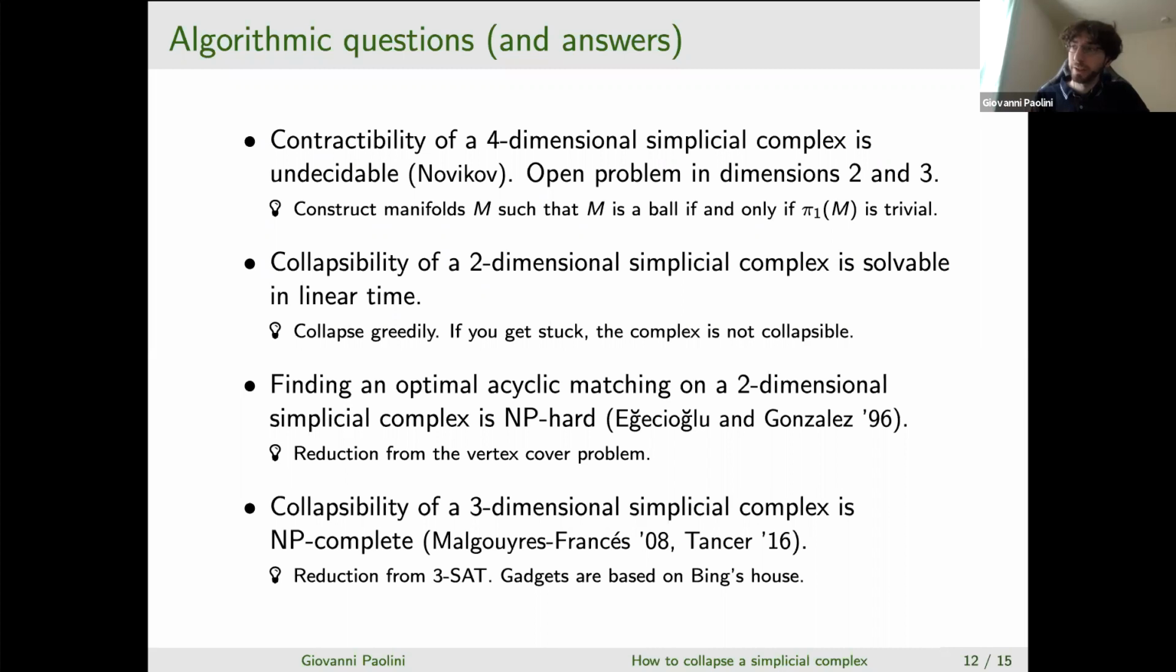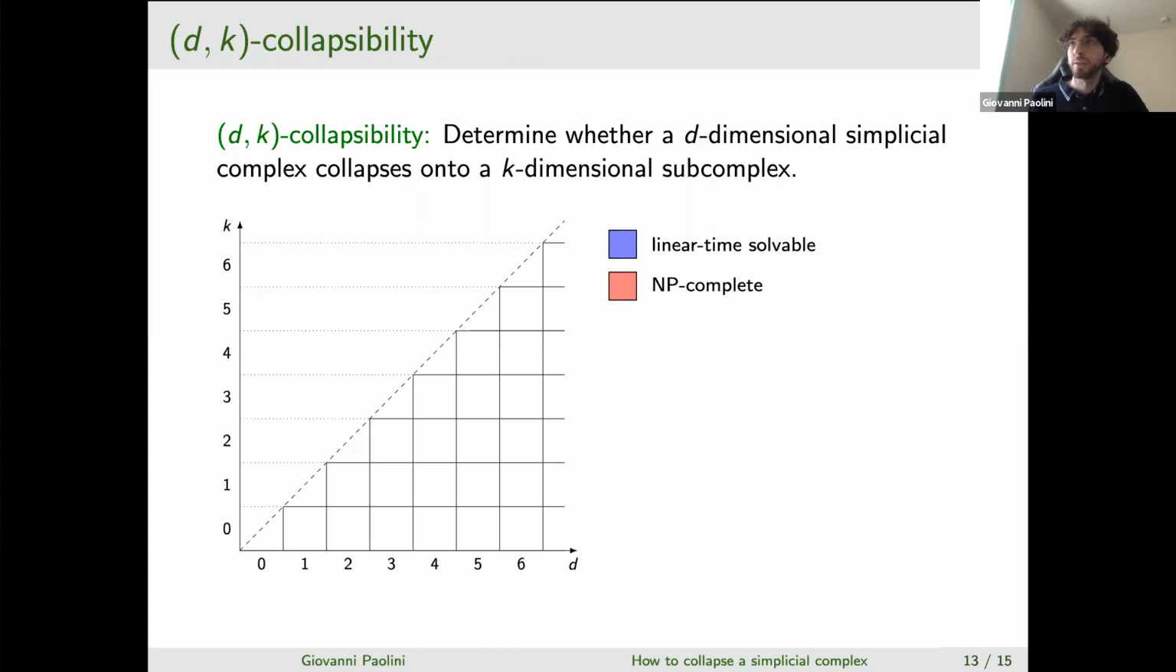And Tancer, in his 2016 paper, asked a question about the general d-k collapsibility problem. His question was: what's the complexity status of determining whether a d-dimensional simplicial complex collapses onto some k-dimensional subcomplex, for fixed d and k? This does not follow immediately from what we have said in the previous slide, but some cases are already known at this point.